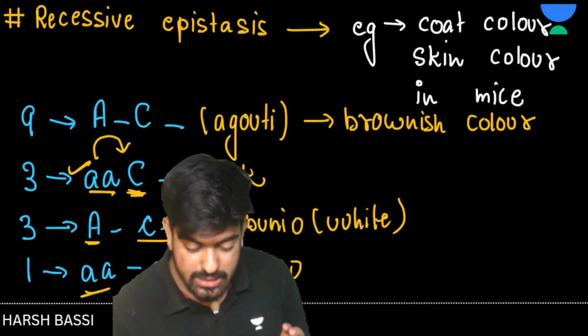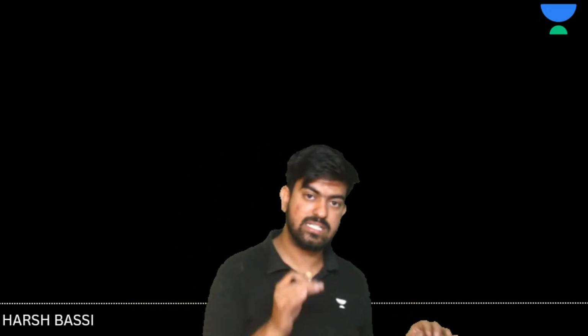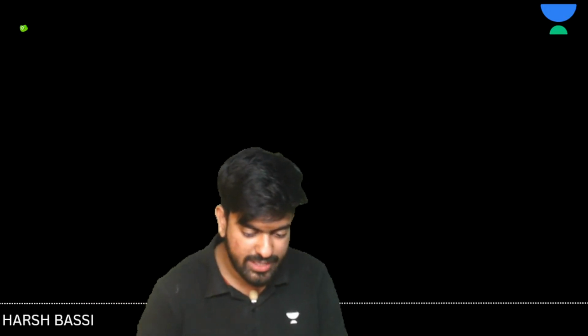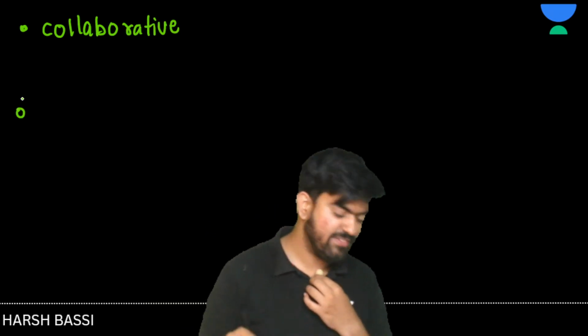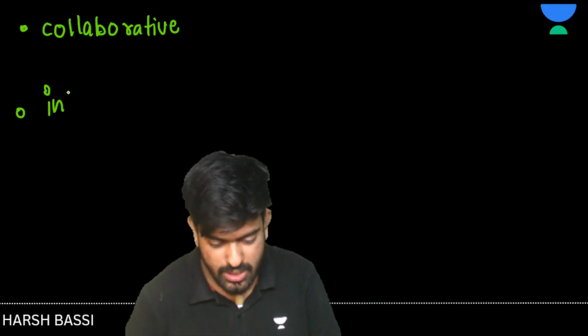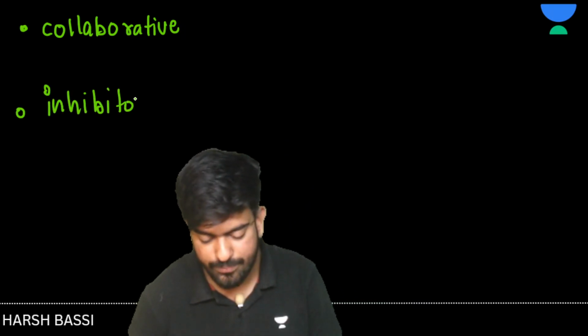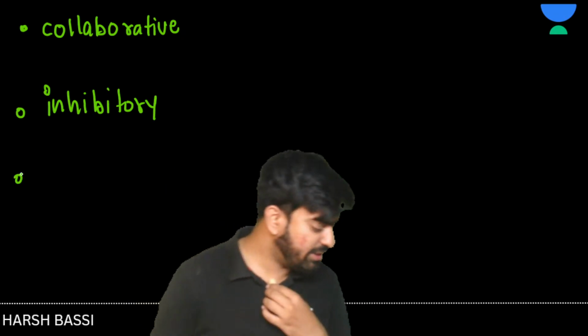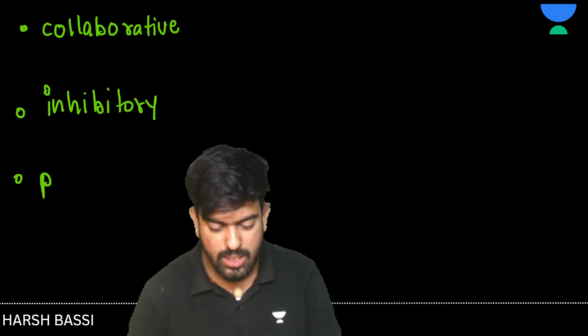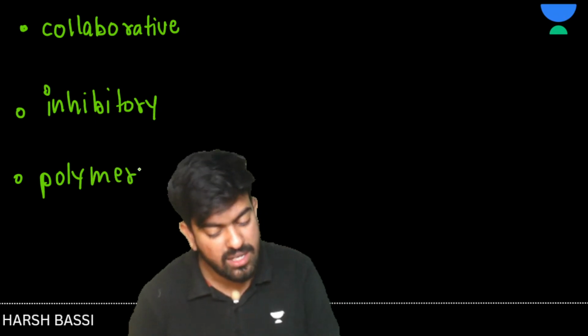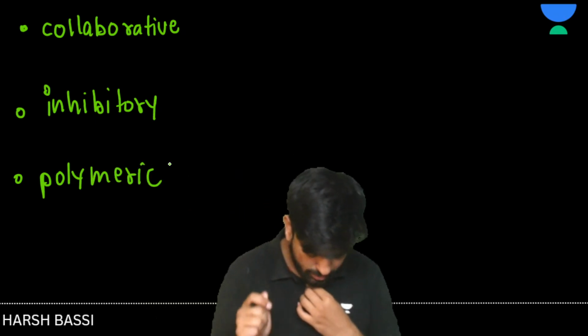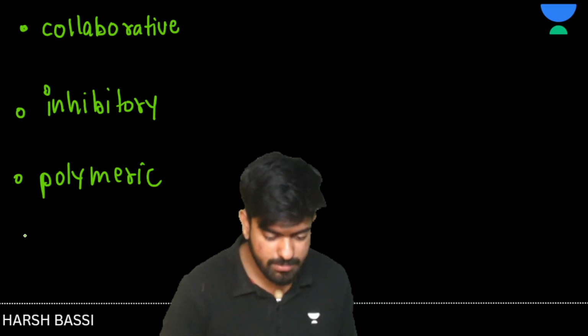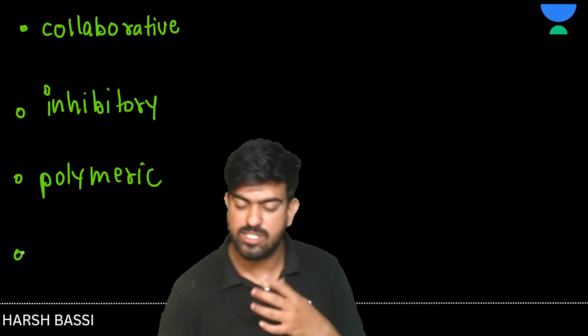Yes or no? This is what we have to learn in detail, but there are some other things which I am going to make you write. One is the collaborative gene interaction. Second, we have inhibitory gene interaction. Third, we have polymeric gene interaction. You can learn this, but the chances of questions coming from this are very less. And then we have duplicate gene interaction, which we have done.